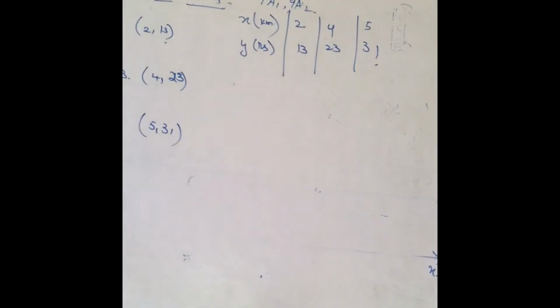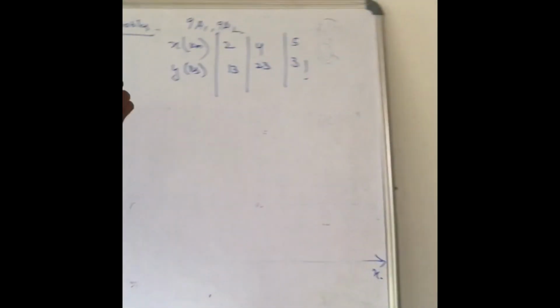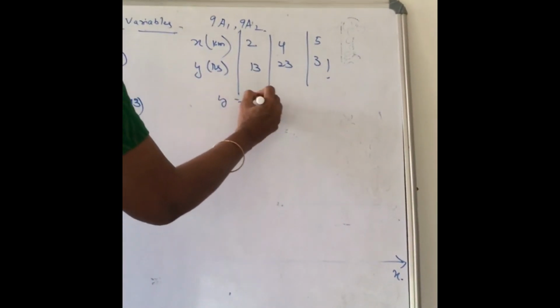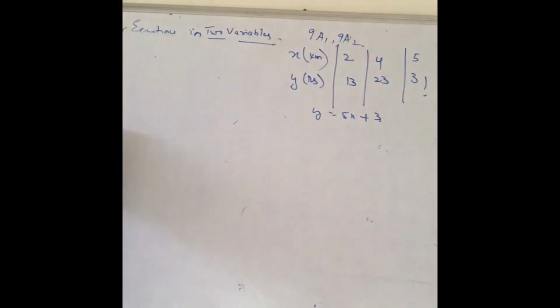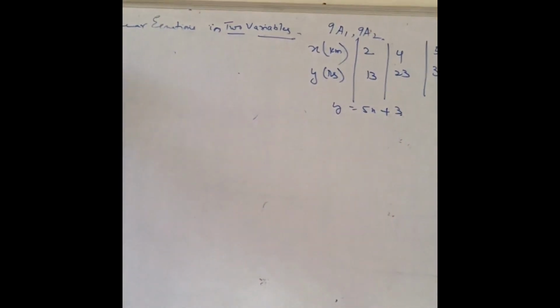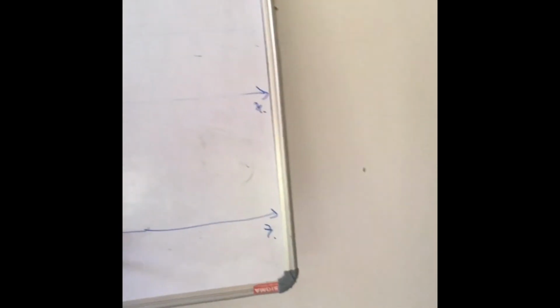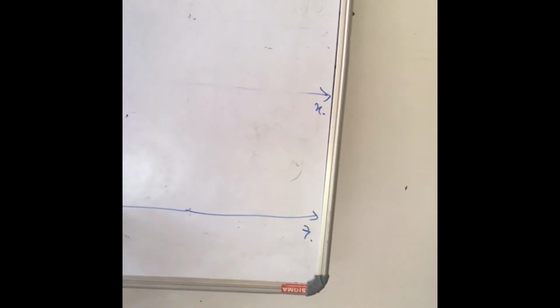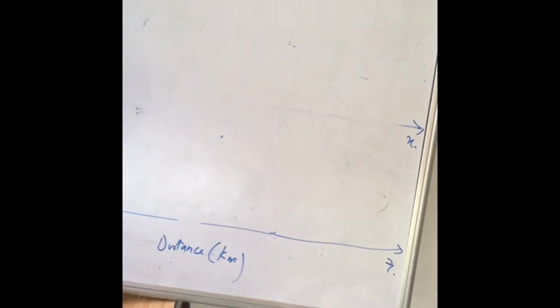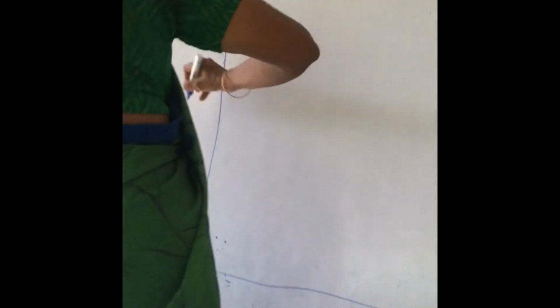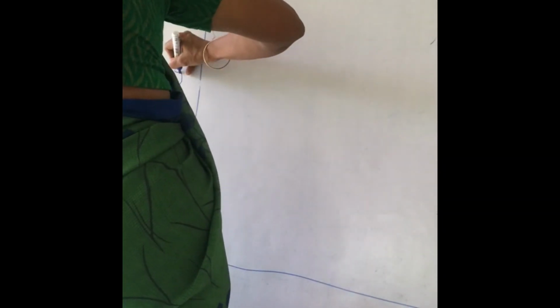And what is your equation, children? Y is equal to 5x plus 3. You need not divide the page, children. Why? Because both the quantities are positive. There is no need of division when both are positive. On the x-axis, the distance in kilometers. And on the y-axis, we are going to take the fare. Fare will be in rupees.